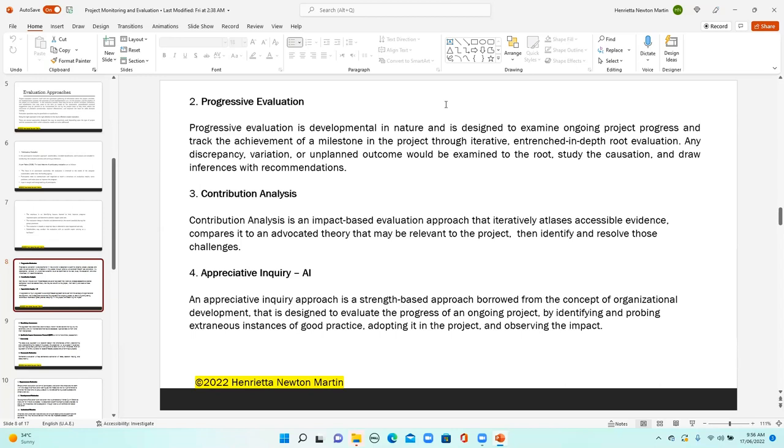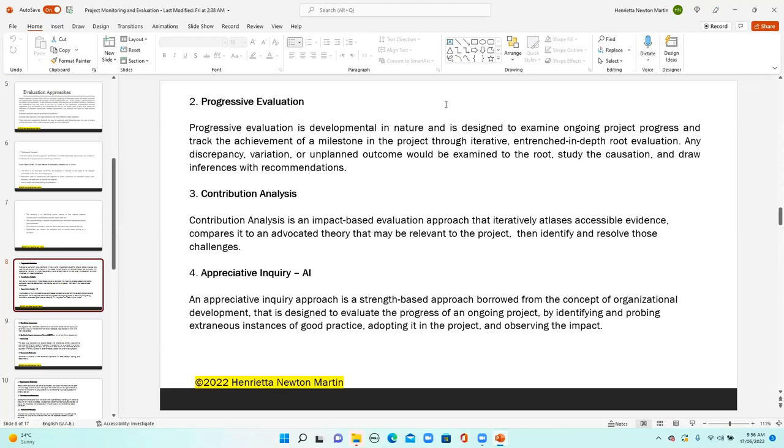Next is contribution analysis, an impact-based evaluation approach that iteratively maps accessible evidence, compares it to the advocated theory that may be relevant to the project, then identifies and resolves those challenges.